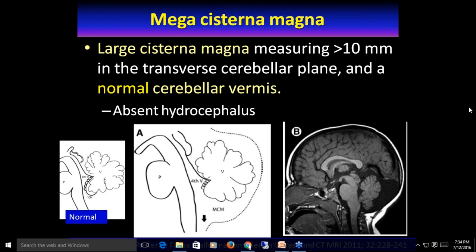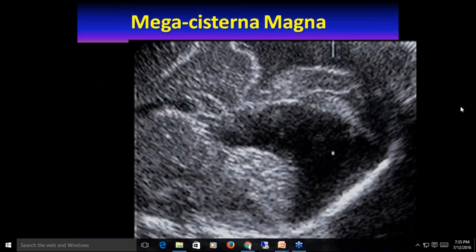Now let's talk about megacisterna magna. Megacisterna magna is defined as a large cisterna magna measuring greater than 10 millimeters in the transverse cerebellar plane and a normal cerebellar vermis. Typically, there is absent hydrocephalus.